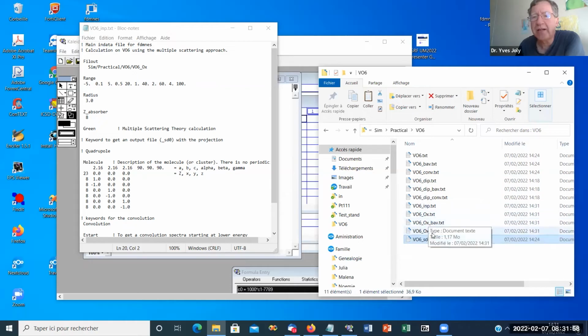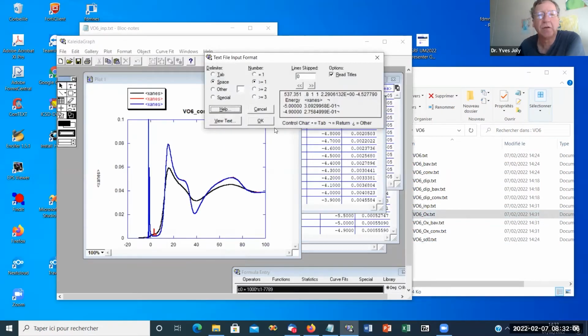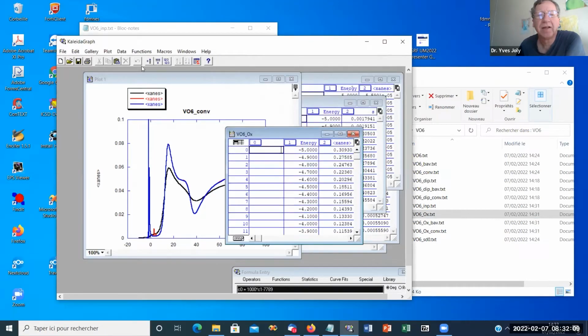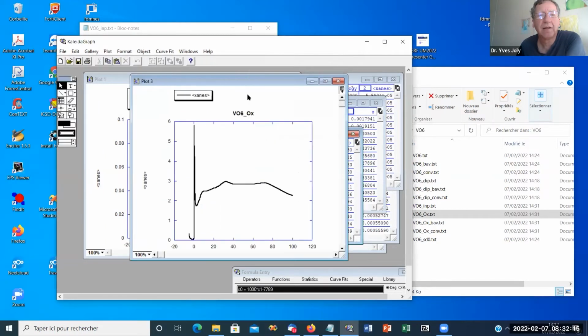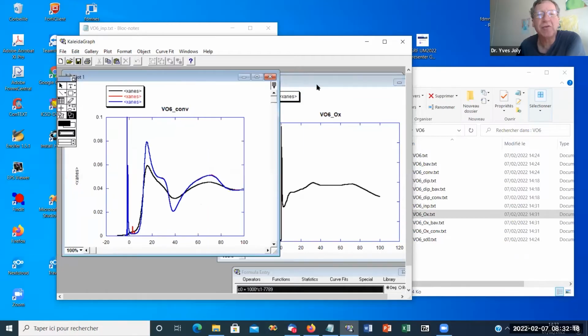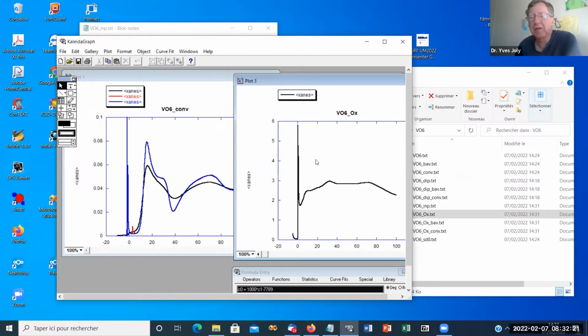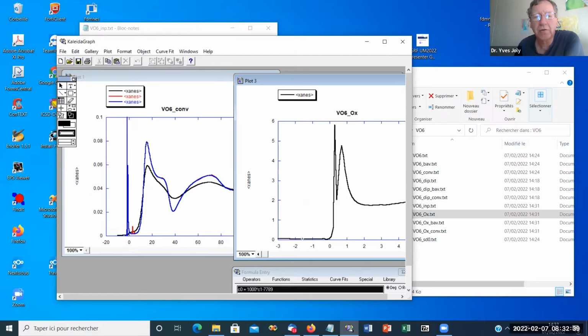So you have this new output file. Okay, I take the convoluted one, or not. I am going to take the not convoluted one, just to see more of the details. So you will see it's very different. The shape has nothing to do with the previous one, because oxygen is not at the center of an octahedron, so it's a completely different geometry. So the shape is very different.